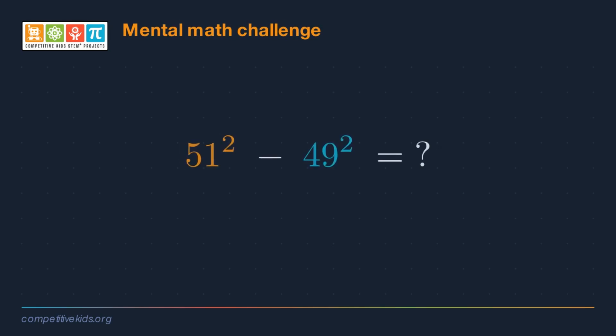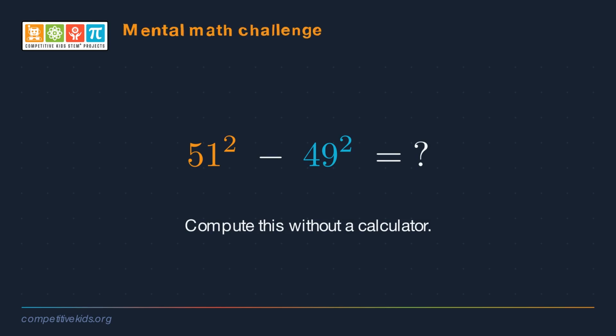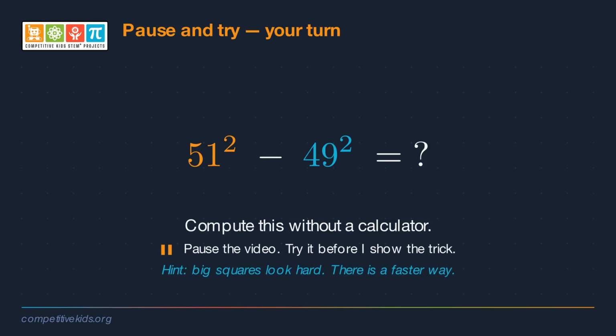Mental Math Challenge. Compute 51 squared minus 49 squared. No calculator, just your head. Pause the video, try to figure it out. Here is a hint. The two big squares look hard, but they are close together. There is a faster way that turns this into easy mental math.